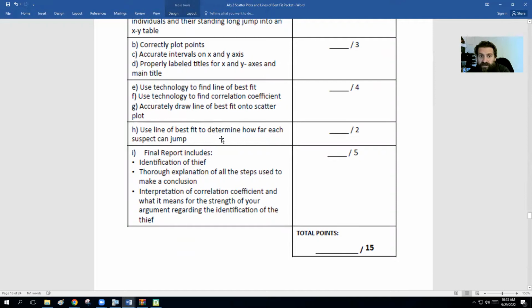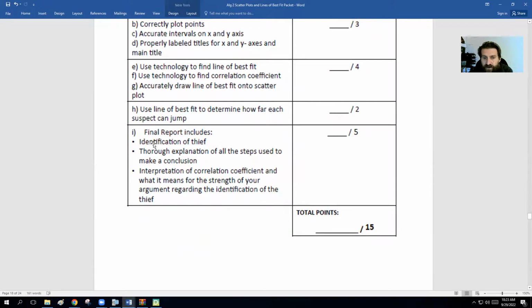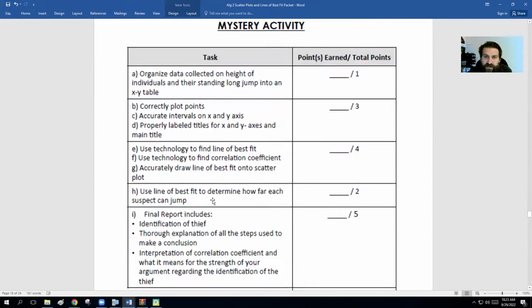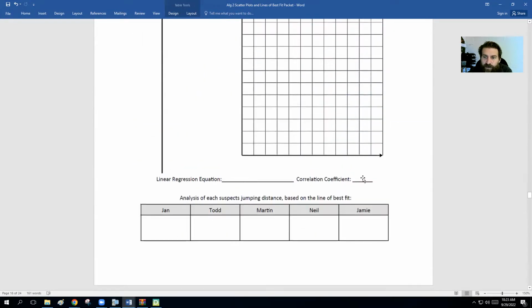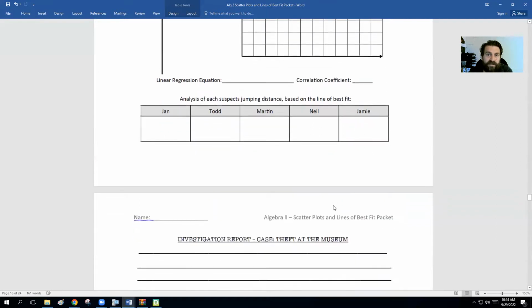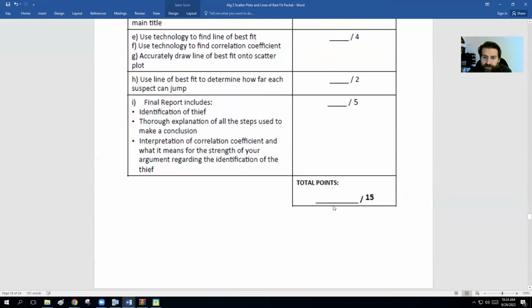You use that line of fit to determine how far each person can jump, and then you're going to go through in your report. You're going to say who the thief was. You're going to thoroughly explain all the steps used to make that conclusion. So how did you determine that person was the thief? And then you're going to use the interpretation of the correlation coefficient and what it means for the strength of your argument. Basically, you're going to use this correlation number to say, okay, if that's a number close to 1, definitely almost 100% certain that that person is the thief. Now, if your correlation is like 0.6, then maybe you're only 60% sure. Okay.